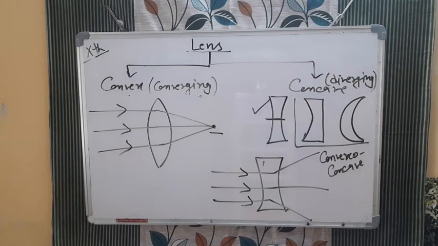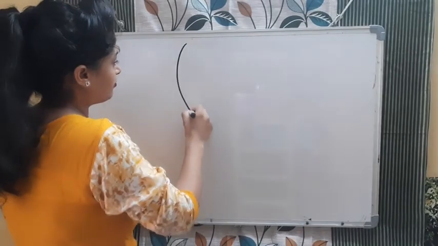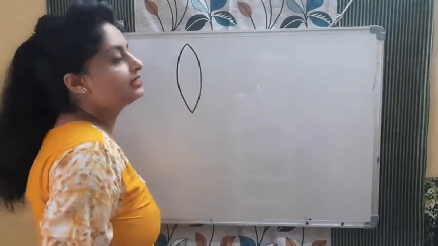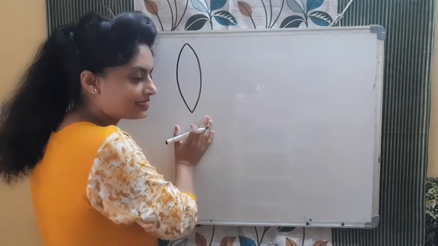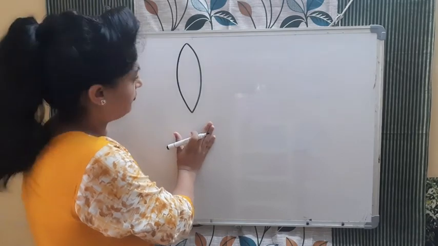Now we will study some terms associated with these lenses. We see that these lenses are made of transparent material. This is known as the biconvex lens. This is also known as the double convex lens, or simply you can call it a convex lens also.